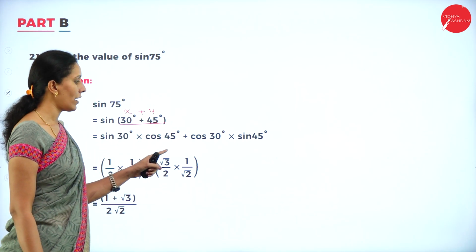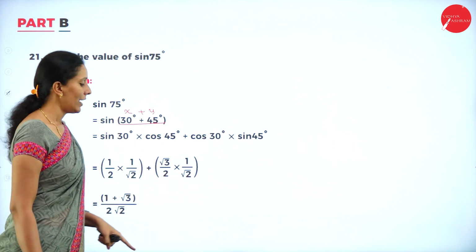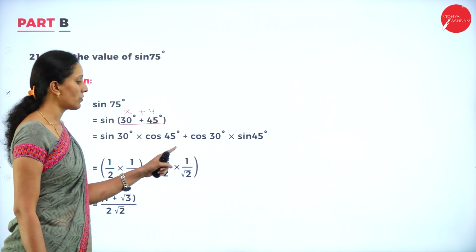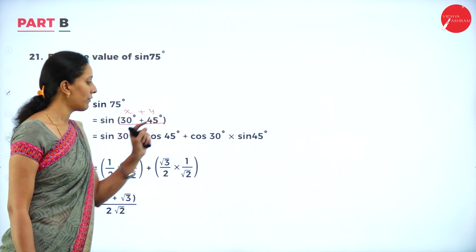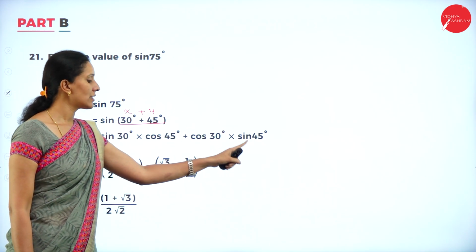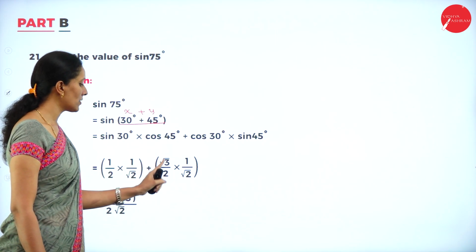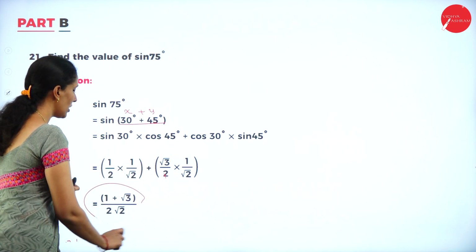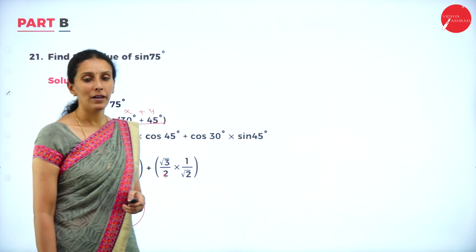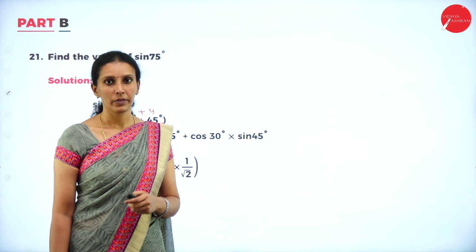Sin x cos y plus cos x sin y. Hence it is sin 30 cos 45 plus cos 30 sin 45. The value of cos 45 and sin 45 is 1 by root 2. Sin 30 is 1 by 2. Cos 30 is root 3 by 2. On evaluating, we will get the answer as (1 plus root 3) by 2 root 2.